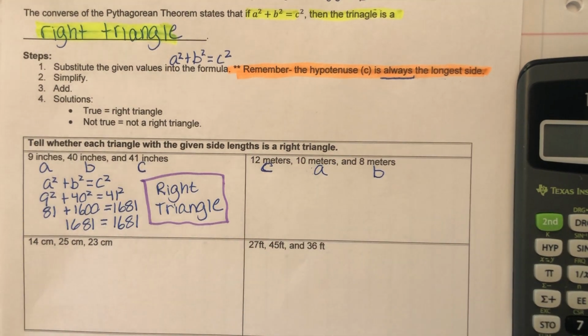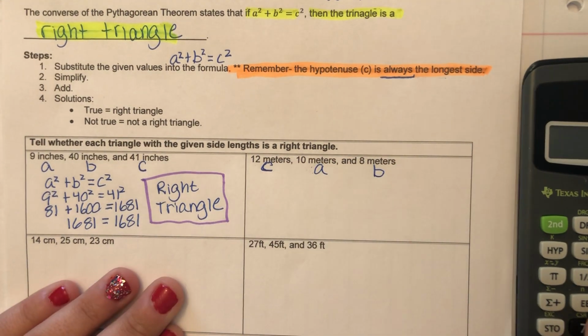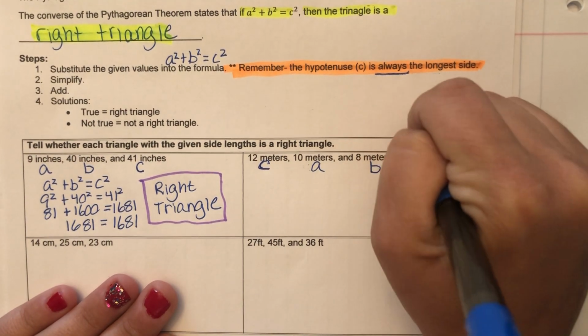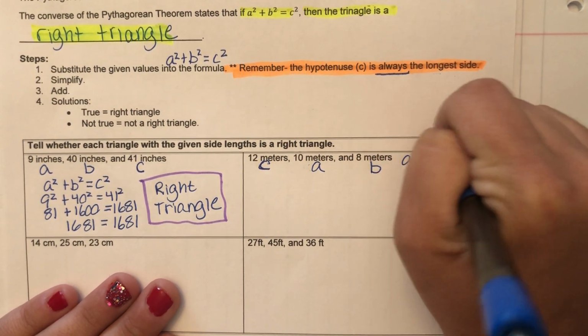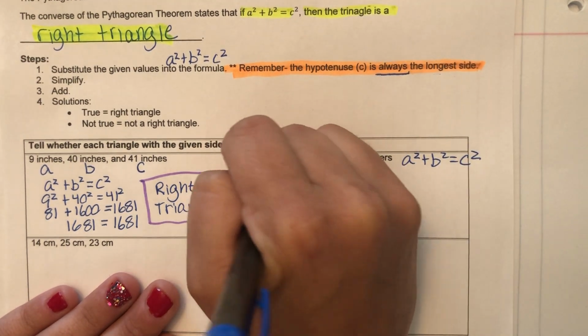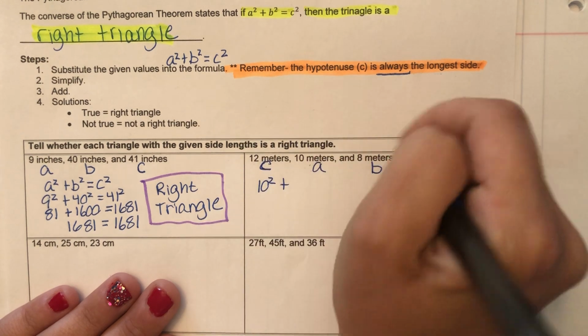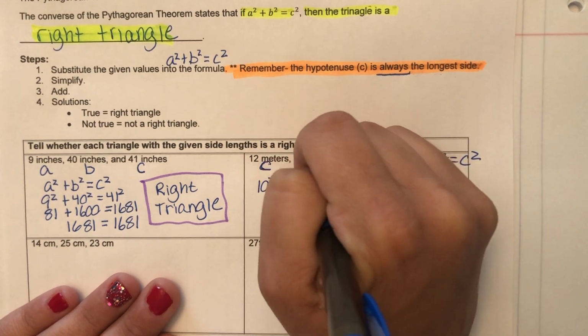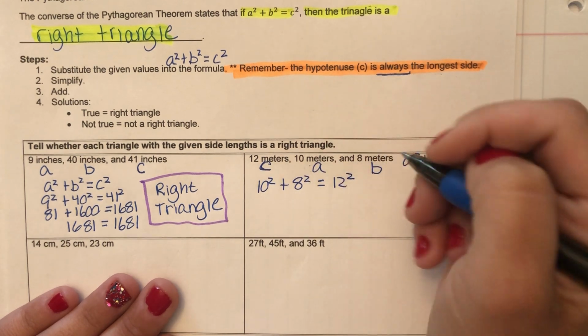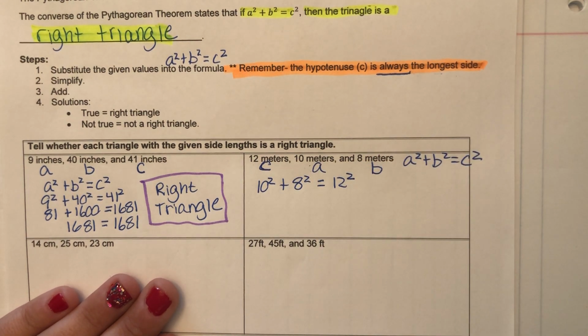Now that I have my values, I'm going to substitute those into our formula. Remember, the formula is A squared plus B squared equals C squared. So we have A squared, which is 10 squared, plus B squared, which is 8 squared, equals C squared, which is 12 squared. We're going to simplify.